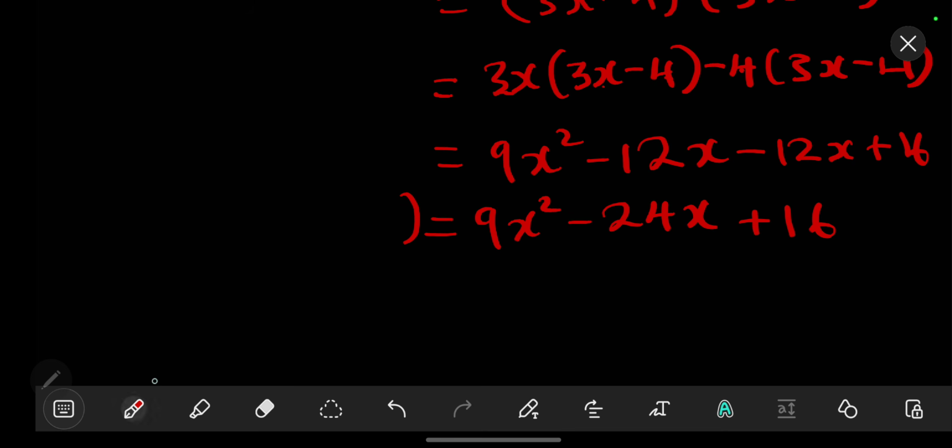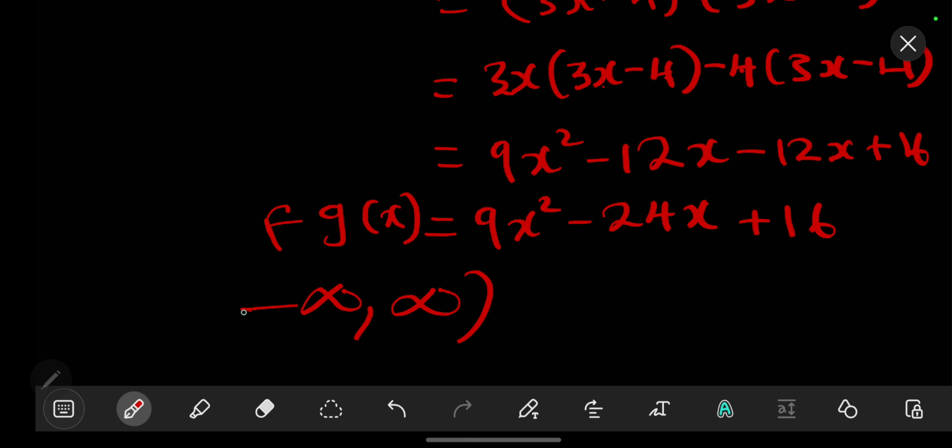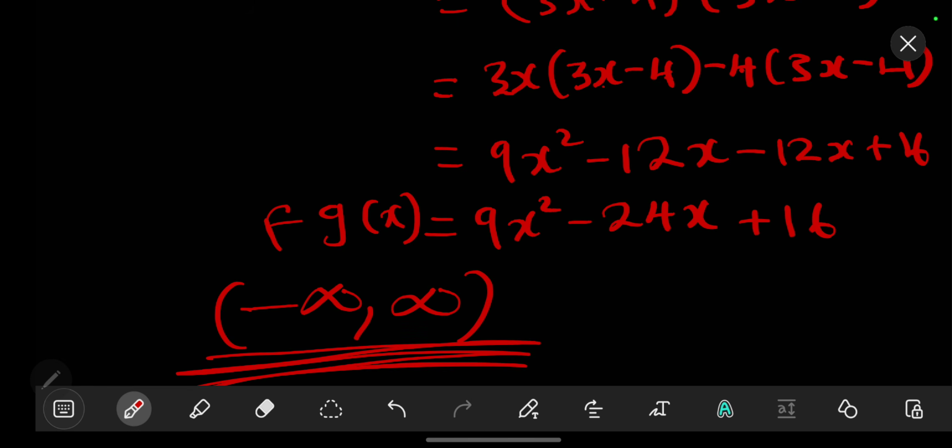of x. So the domain for this one shall be from negative infinity to positive infinity like that. So all the values that you can think of, from negative infinity to positive infinity, they are all correct. That's the meaning of the domain, because this is a quadratic equation. Any value that you put there, it shall always work.